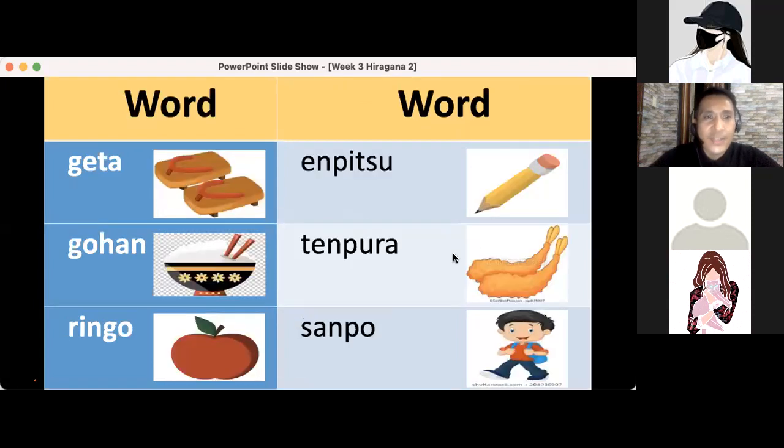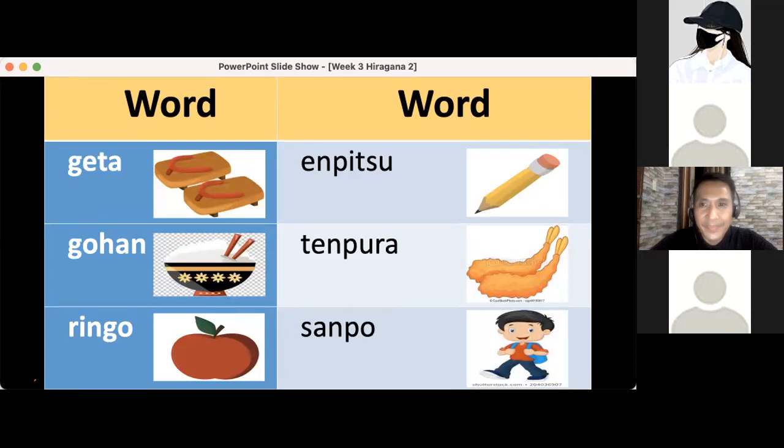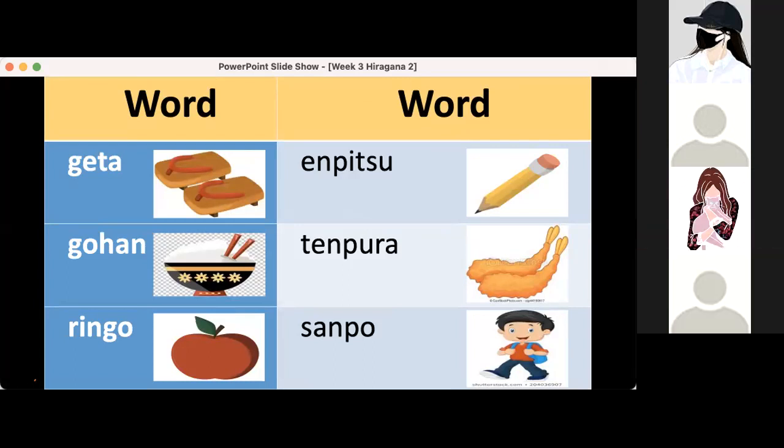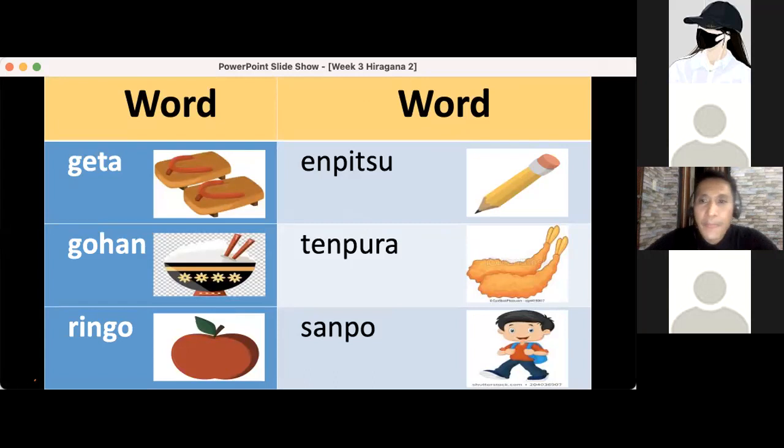Okay? So let's continue. Sinong gustong magbasa? May I ask volunteers to read the words here? Sige nga. Ray Clarence, go ahead. Geta, gohan, ringo, inpitsu, tempura, sanpo. Okay. Sakto, sir. Inpitsu. Actually, almost correct. Yung N dito, yung tunog na di ba?